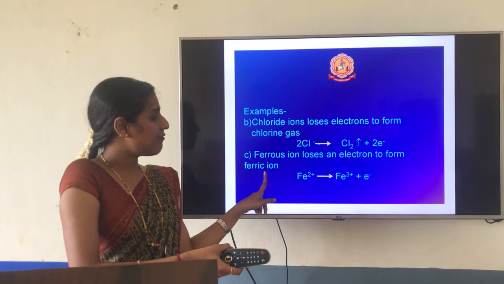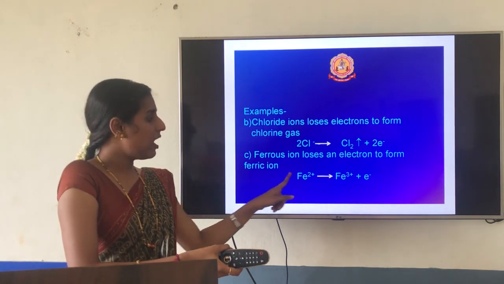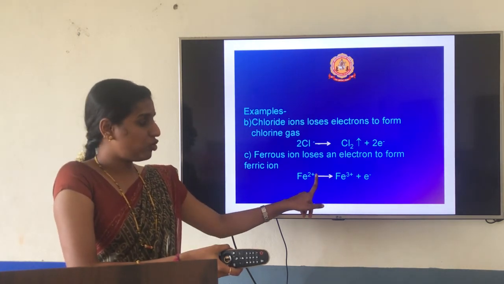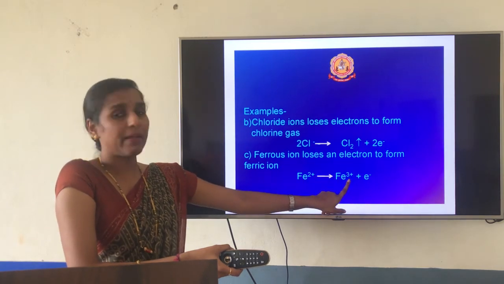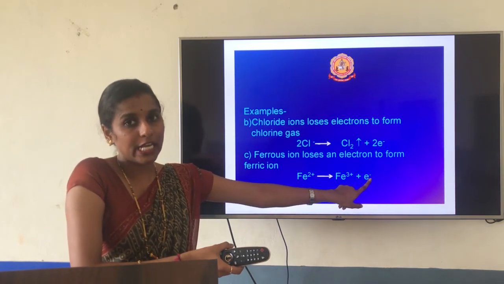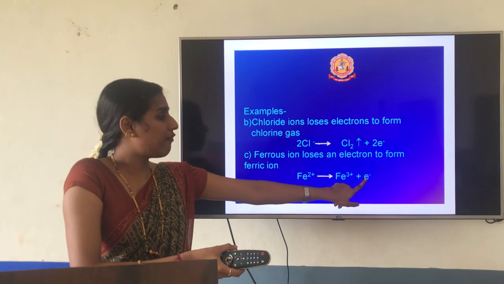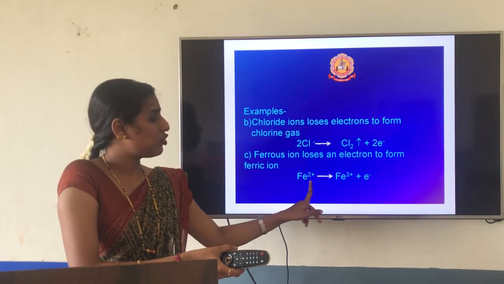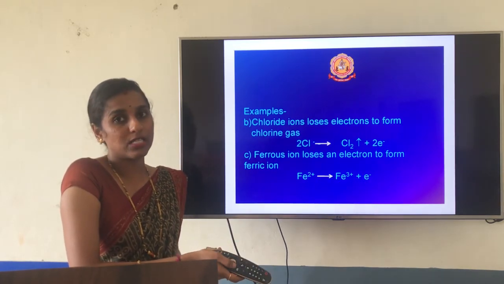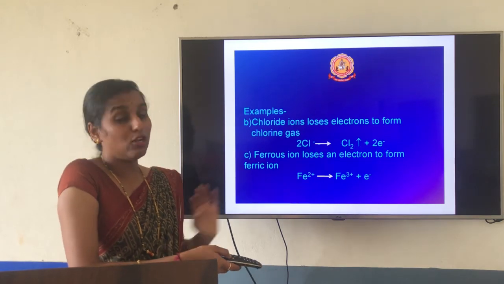Next, in the same way, if you take the ferrous ion, Fe2 plus, it will become Fe3 plus. How? By losing one electron. By losing one electron, Fe2 plus goes to Fe3 plus. Again, oxidation has taken place by losing of electrons.